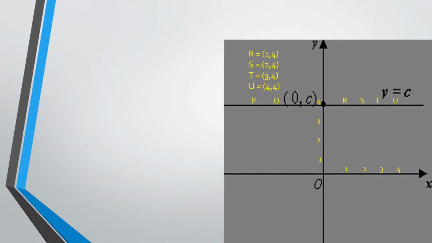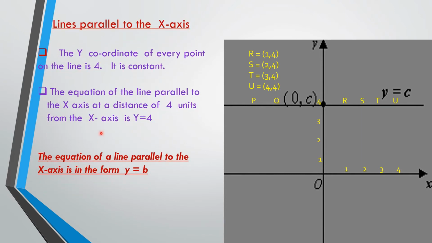Let's learn the line parallel to the x-axis. Here, draw the x-axis and y-axis on the plane. The horizontal line is the x-axis, the vertical line is the y-axis, and the point of intersection of the x-axis and y-axis is the origin. Here to the right of zero are positive 1, 2, 3, 4, and above zero on the y-axis are 1, 2, 3 and 4.